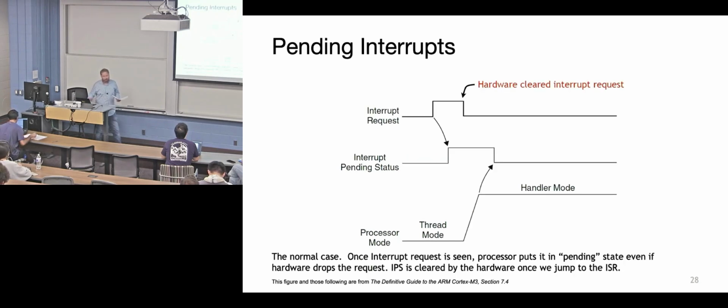And we'll talk about how there are different ways that interrupt requests get cleared. Sometimes it's done with hardware. Sometimes you have to explicitly write to an address in your peripheral that says clear the interrupt.